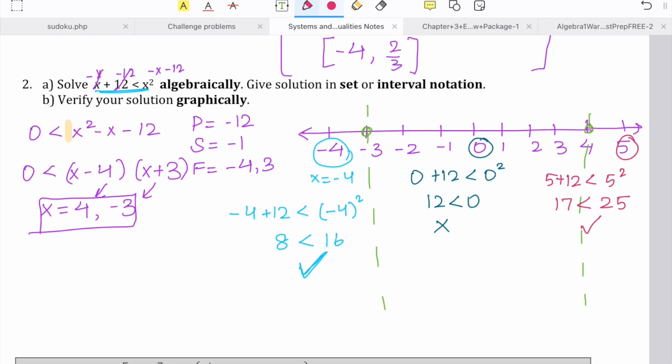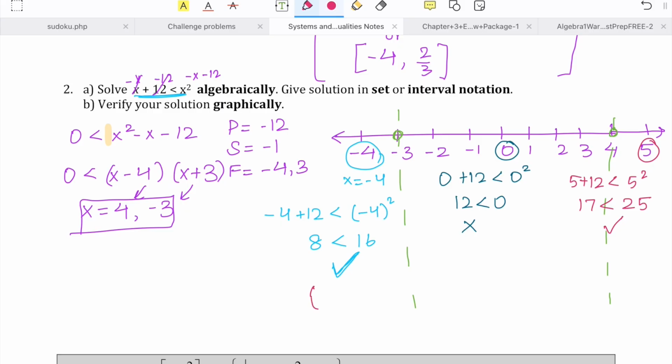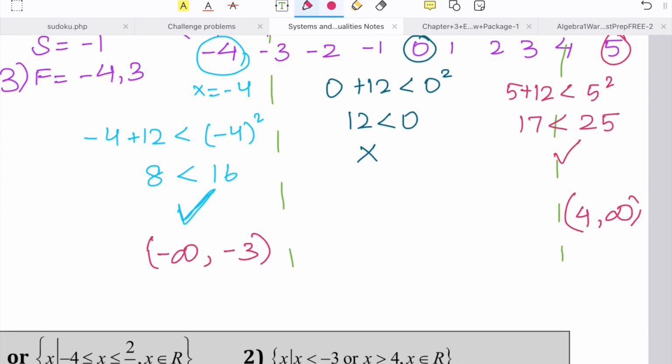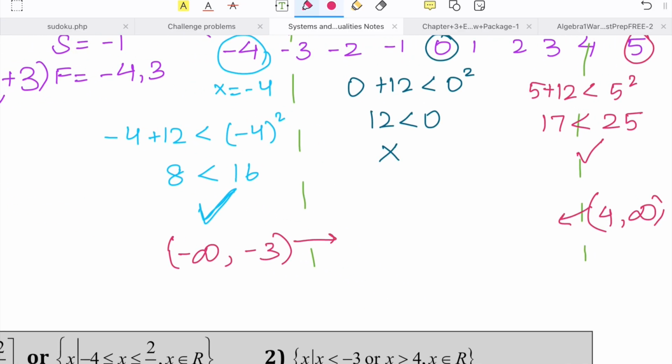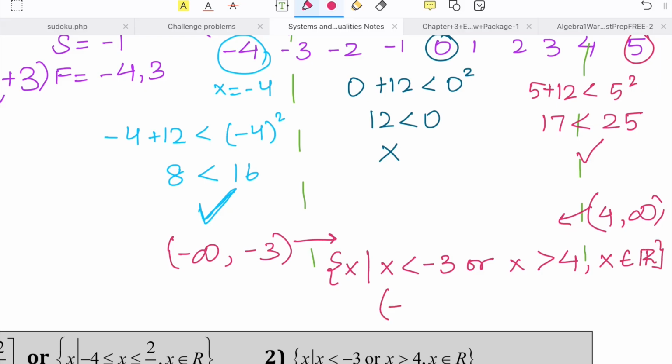That means our solution will be -infinity to -3 and 4 to +infinity. To write this down in set form, it will be x such that x is less than -3, or x is greater than 4, x belongs to R. And in interval notation you'll write (-infinity, -3) or (4, +infinity).